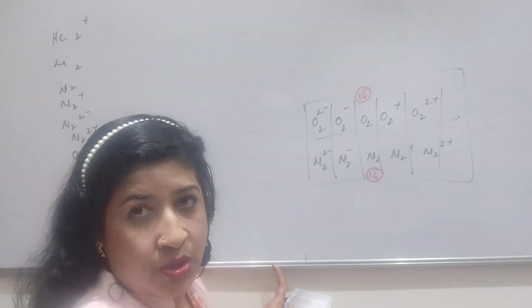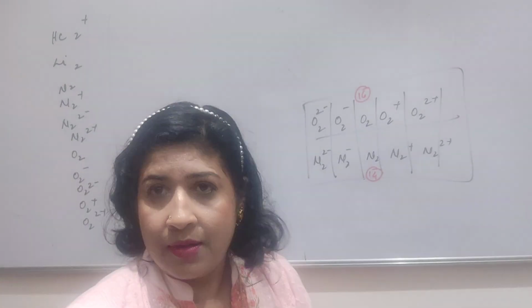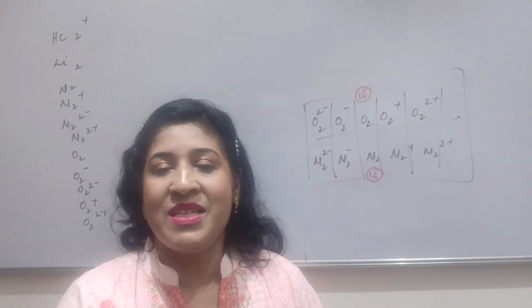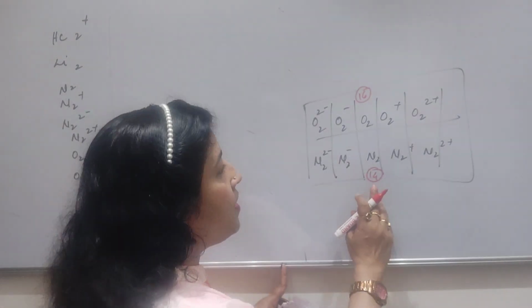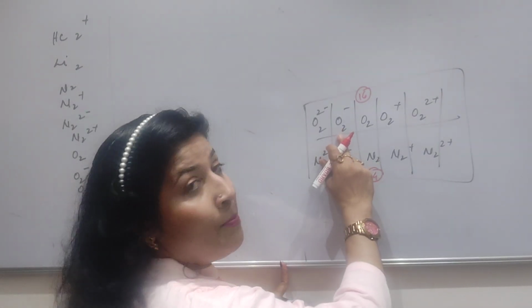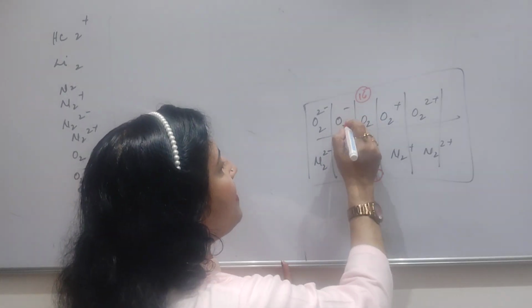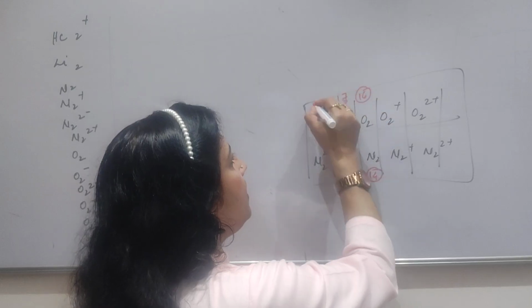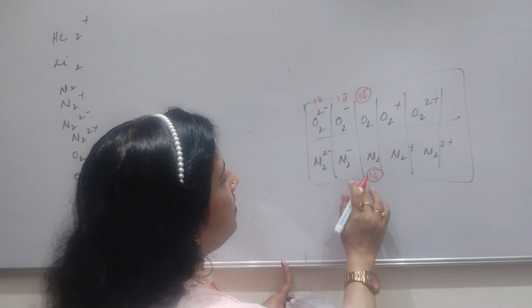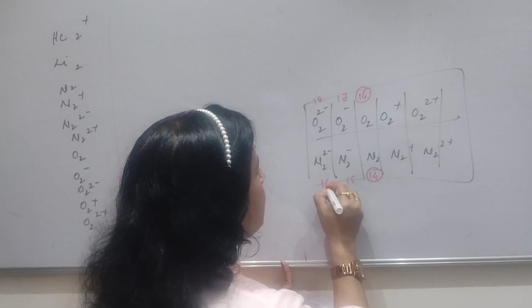Minus means you are adding the electron and plus means you're going to remove the electron. So if it is 2 minus, that means 2 electrons are being added. That is, this becomes 18. Sorry, this is single electron, so 17. This is 18. Similarly, N2 minus will be 15. N2 2 minus will be 16.